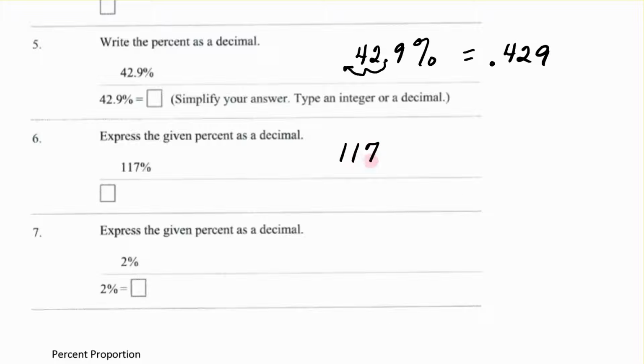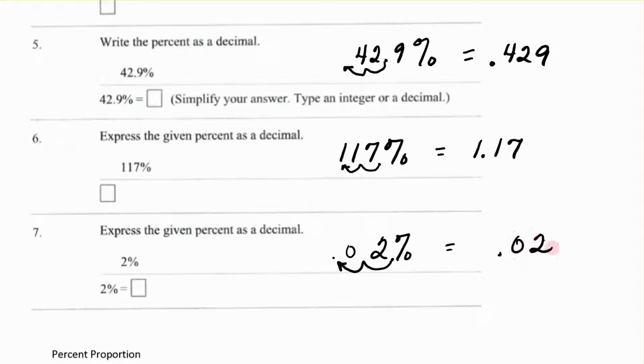Next, 117%. Pick up the existing decimal point, move it 1, 2 to the left, that is 1.17. And finally, 2%. Pick up the existing decimal point, move it 1, 2 places to the left, add in a 0. It is 0.02. You can put in the 0 in front of that if you want.